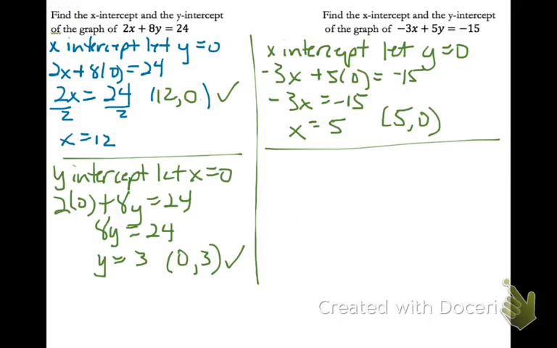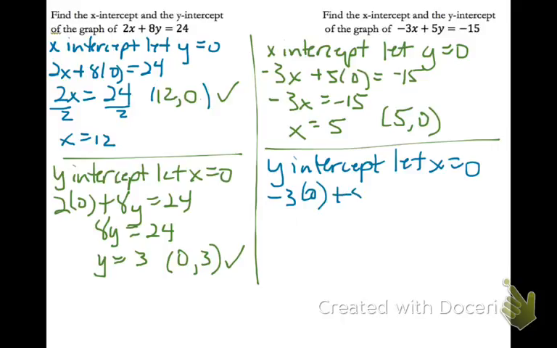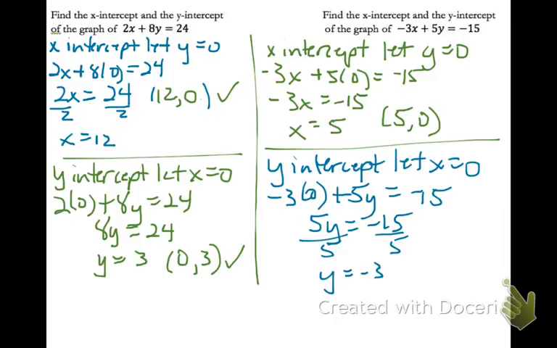Alright, I switched colors. Now let's do the y-intercept by letting x equal 0. So in our equation we'll have negative 3 times 0 plus 5y equals negative 15. Negative 3 times 0 is 0. 5y equals negative 15. Divide both sides by 5, so y equals negative 3. And write this as the point 0, negative 3. And we found the y and the x-intercept.